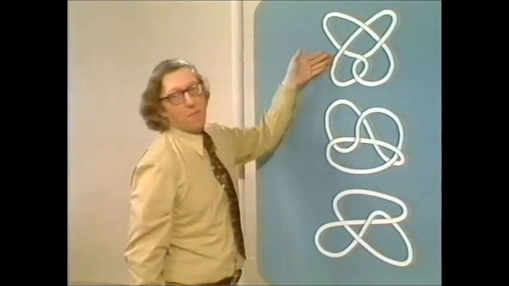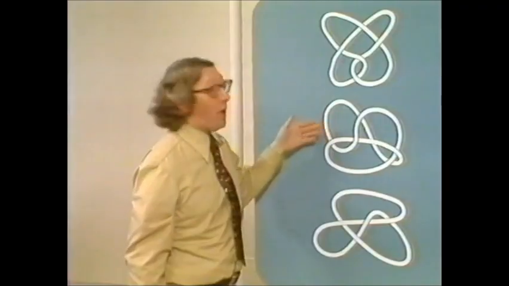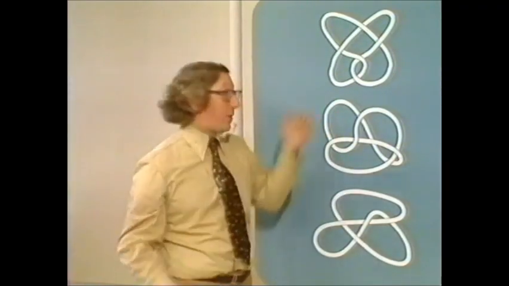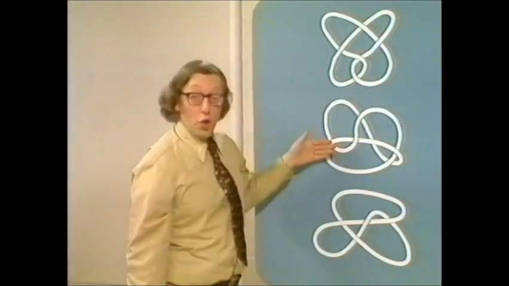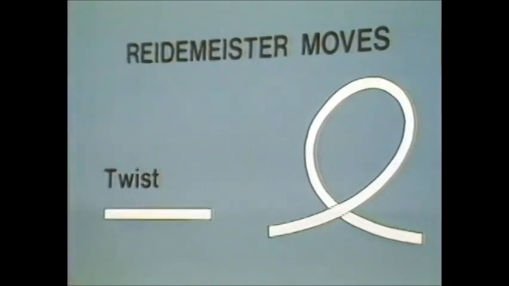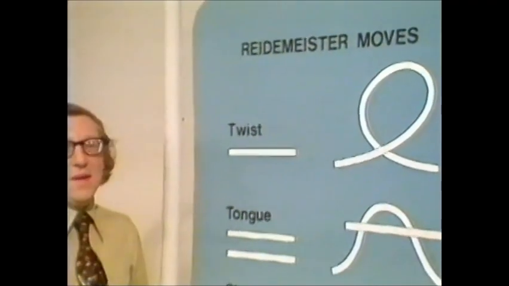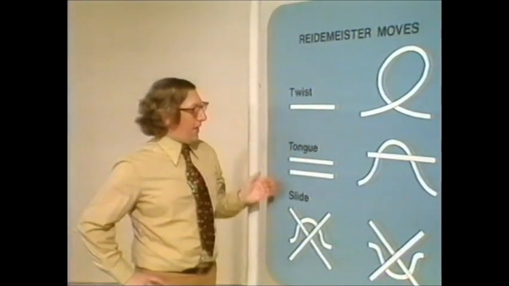That again seems a bit difficult, because how do we get from one member of the equivalence class, from one projection of a knot to another? It looks as if it's very complicated to get from this picture to that. But in fact, it's not. You can get any projection to go to another one by just using sequences of 3 very simple moves. And they're called the Reidemeister moves. These Reidemeister moves go by the name of the twist, the tongue, and the slide.